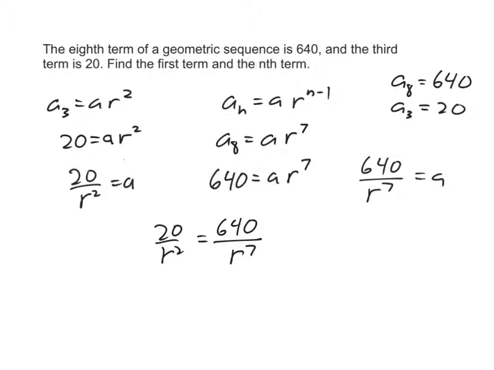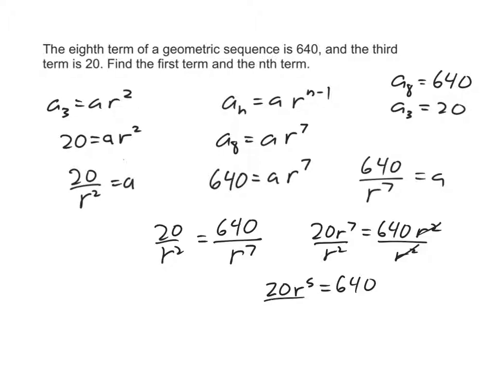Now, if I cross multiply, I end up getting 20 r to the 7th equals 640 r squared. Divide by r squared on both sides. This goes away with this. So this becomes 20 r to the 5th equals 640. Divide by 20 on both sides. So I end up getting r to the 5th equals 32. And if I take the fifth root of both sides, you get r equals 2.